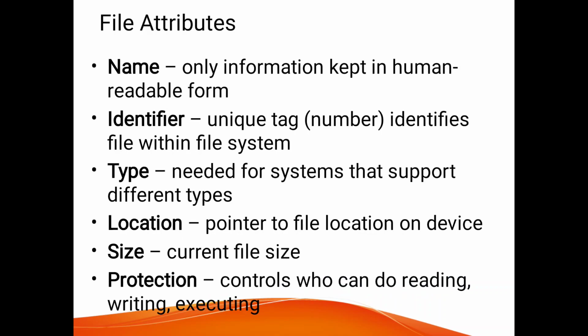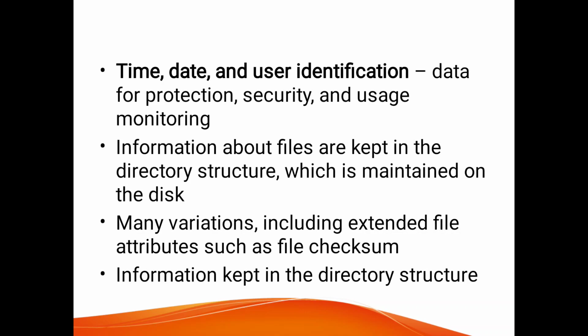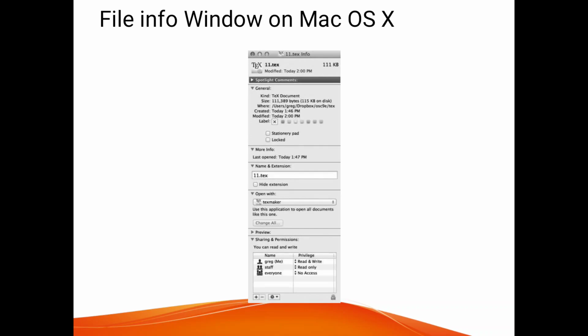The file attributes are the name, identifier, type, location, size, protection, and the time, date and user identification of when the file was created. That information is used for security and usage monitoring. Information about the files is kept in the directory structure, which is maintained on the disk. There are many variations, including extended file attributes such as the file checksum, which is for security purposes. This is the information kept in the directory structure, as seen in the file information window on Mac OS.